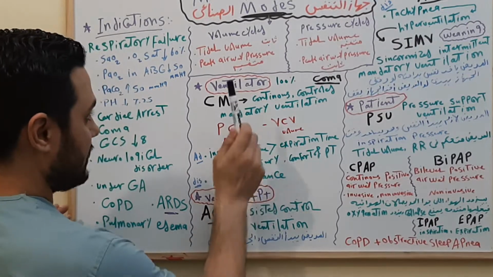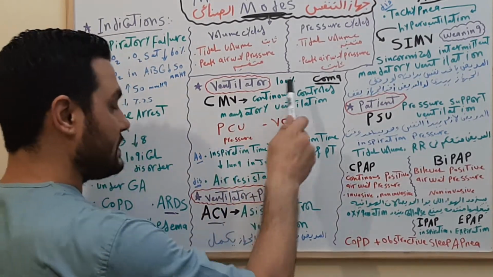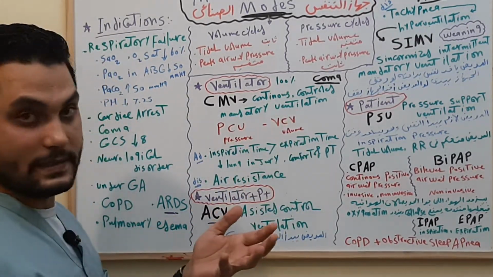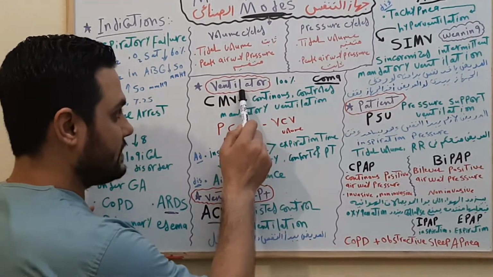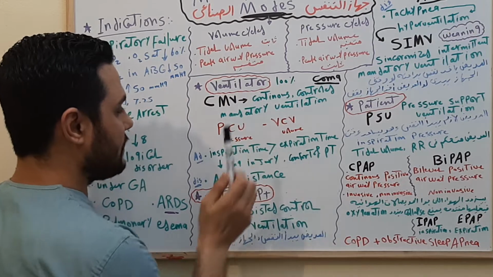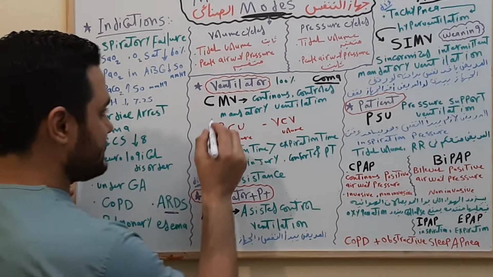At first, ventilator. Here the patient must be fully sedated or relaxed, or in a deep coma. So here the patient doesn't do anything. Only the ventilator is the one working. The first thing is CMV.